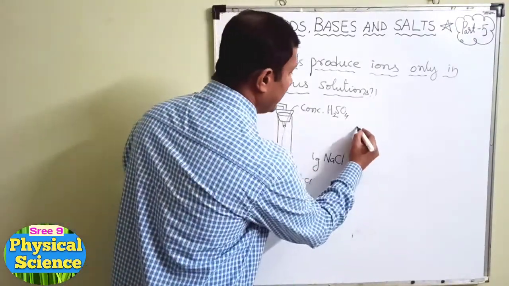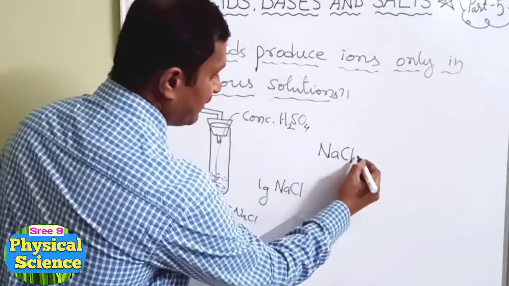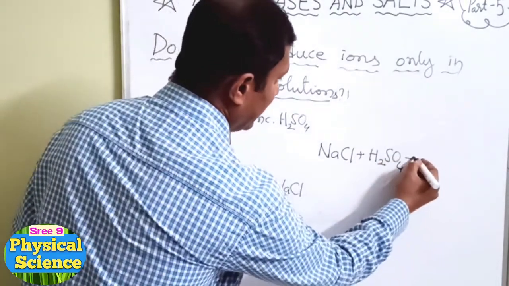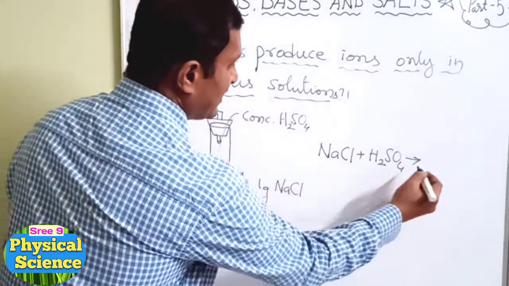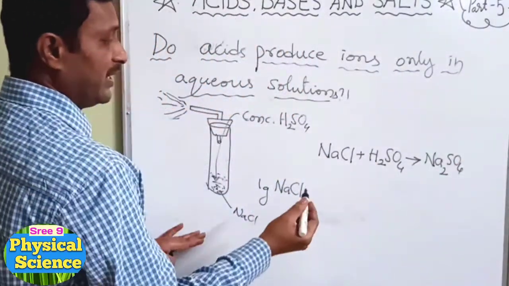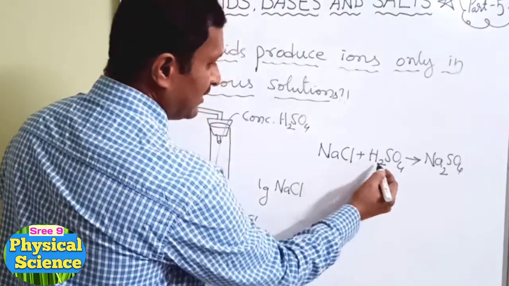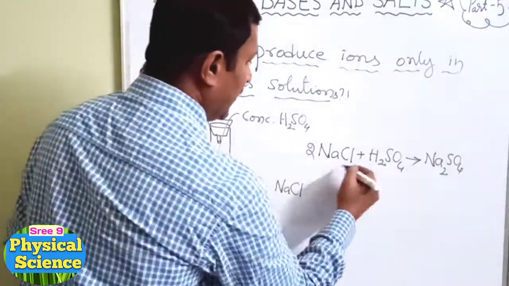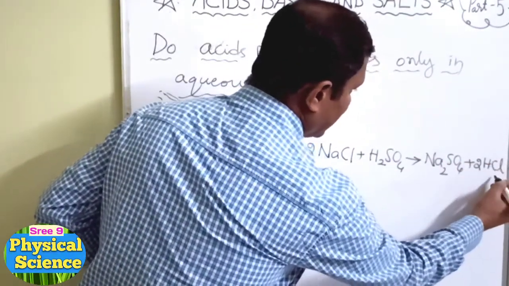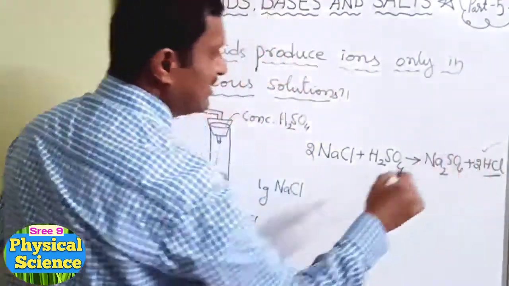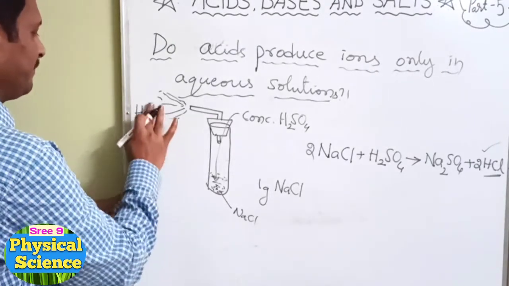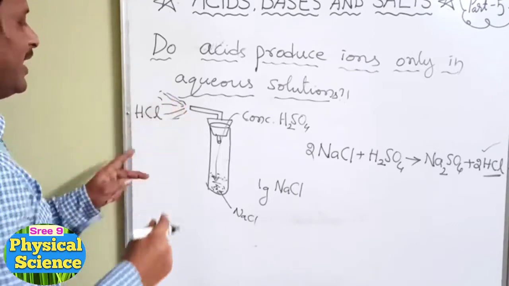What we have taken: sodium chloride plus sulfuric acid gives rise to sodium sulfate, whose formula is Na2SO4. The remaining is HCl, so to balance we write 2 NaCl plus H2SO4 gives Na2SO4 plus 2HCl. So definitely the gas is hydrogen chloride. These fumes are nothing but hydrogen chloride gas.